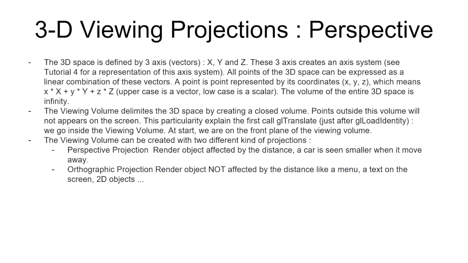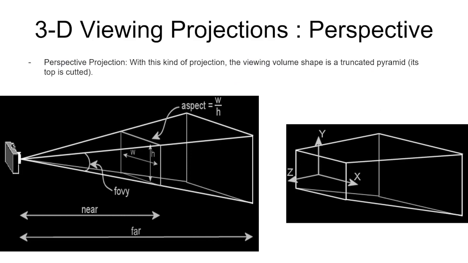Orthographic projection is just the opposite, where the render does not get affected by the distance, for example, text on a screen or a 2D object. Also, with perspective projection, the viewing volume shape is a truncated pyramid. For example, in the image on the left you can see the near and far planes. The viewing volume for the image on the left is the image on the right, where you can see the X, Y and Z axes.